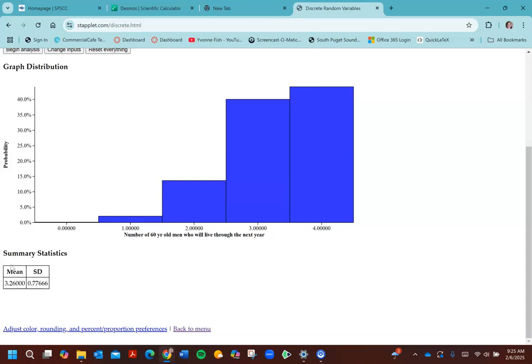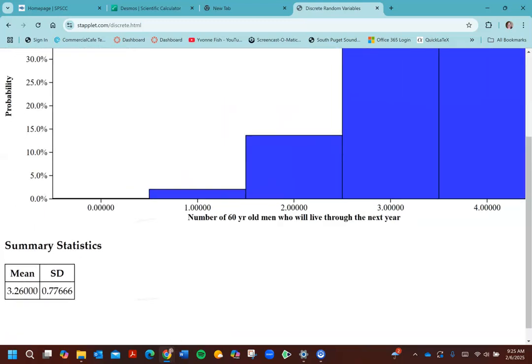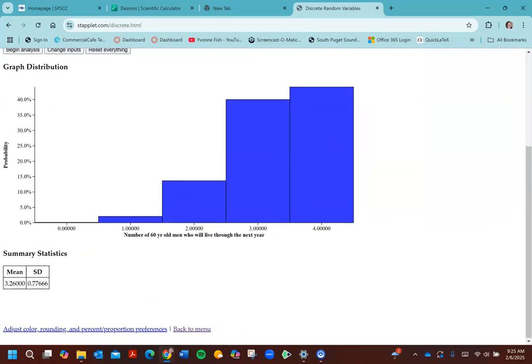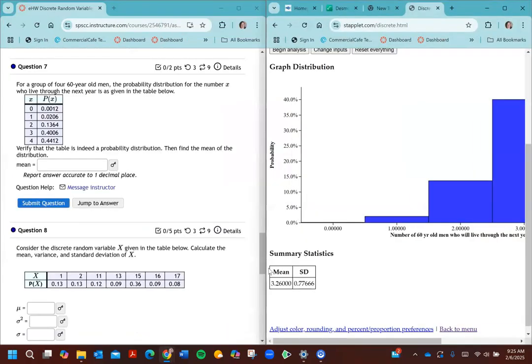From this data here, I get the mean as 3.26 and the standard deviation as 0.7766. And then again, I have my graph distribution. So I'm going to go ahead and put my mean in here, and I think we're fine with how we are rounding. It says report answer accurate to 1 decimal place. So we want to make sure we fix that answer. So instead of 3.26, we would want to put 3.3, and that's correct.